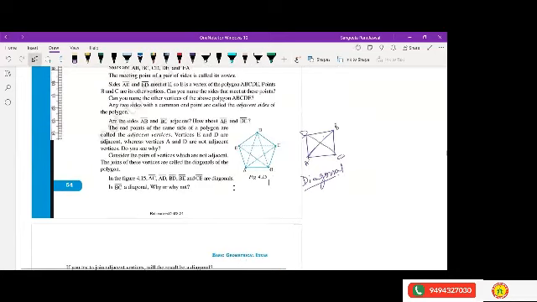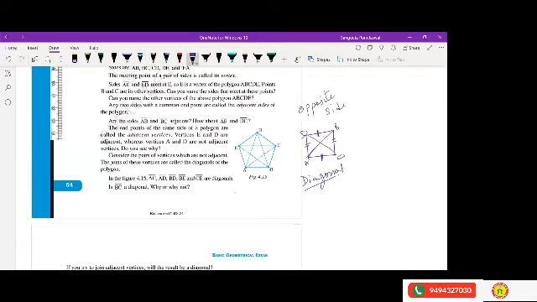Now see here, when we talk of a quadrilateral, the sides which are facing each other are called opposite sides. The sides which face each other are called opposite sides. This is opposite to this. This is opposite to this. So these are called opposite sides.